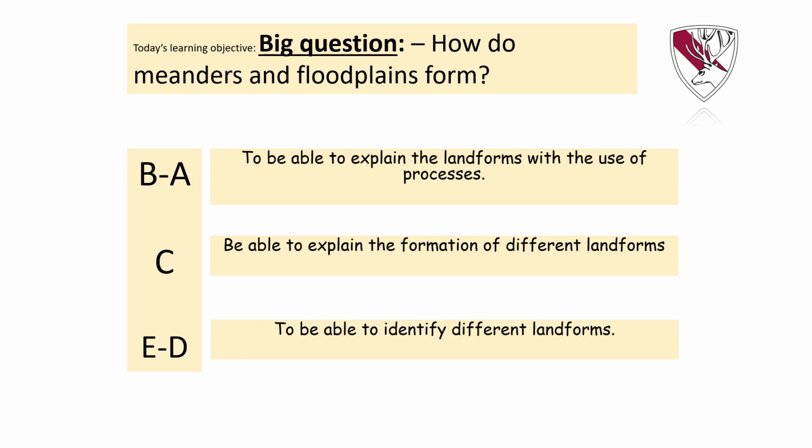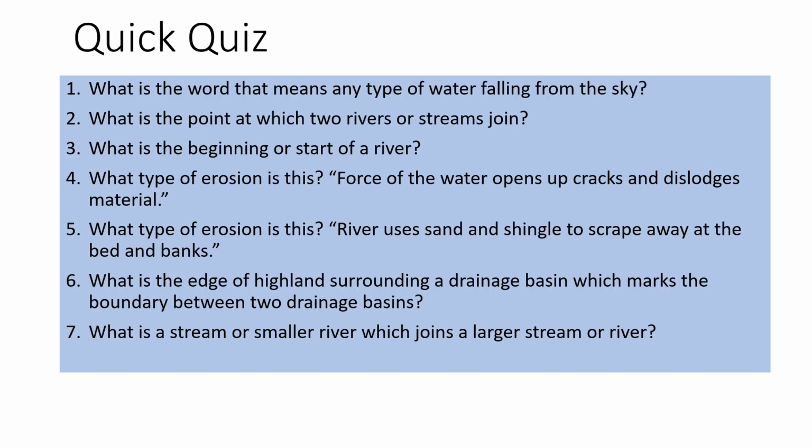We're going to continue looking at the landforms that rivers create. Last lesson you looked at waterfalls and V-shaped valleys. This lesson we're going to go on to look at meanders and floodplains. To start us off, we're going to start with a quick quiz.